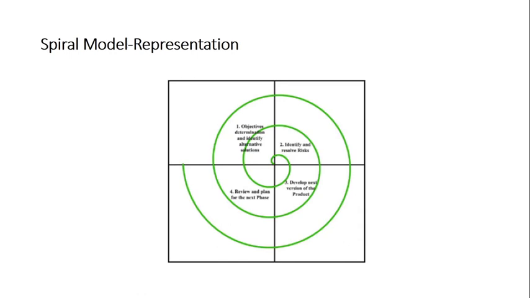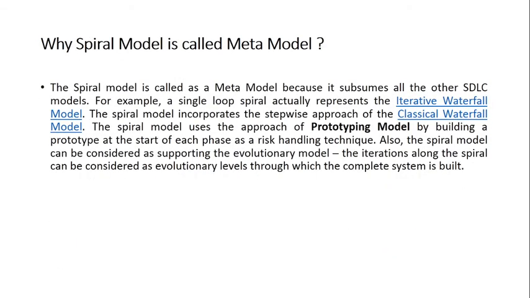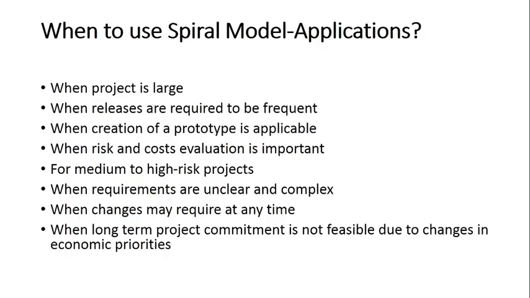It includes the waterfall model if completed in one cycle. It includes a prototype model, since you are giving a working model to the customer for evaluation. And it resembles an iterative and incremental model also, because you are developing your software in iterations. Different modules can be delivered in different iterations. This is why we call this model a meta model.